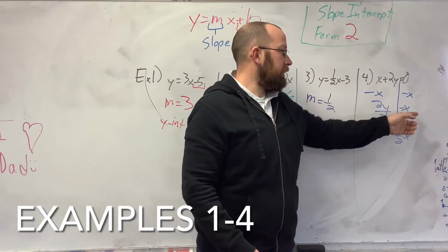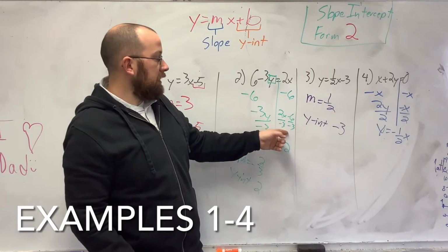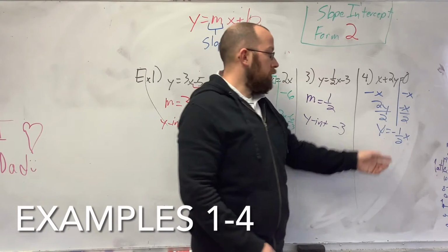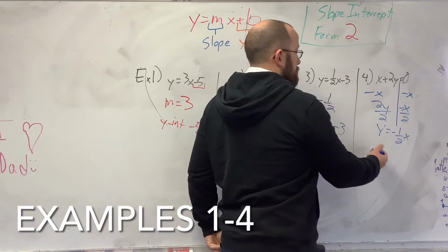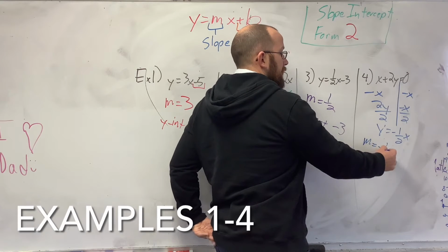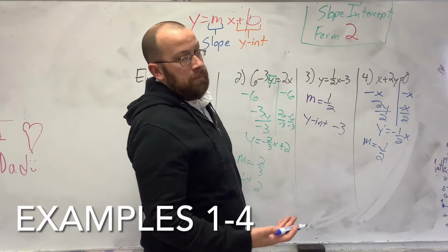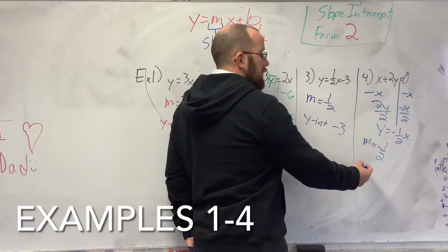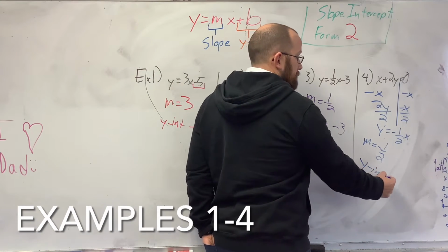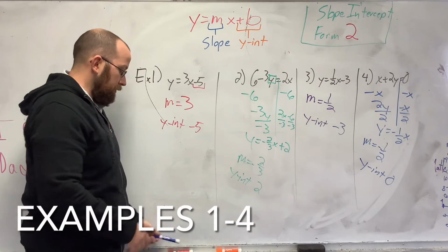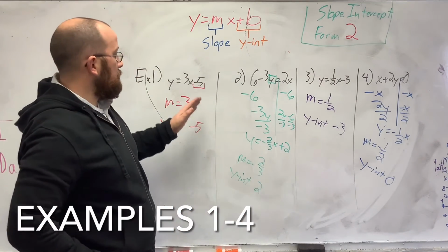You could technically leave it like that, as long as you understand what your slope is. So here, my slope is -1/2. All right, but what is my y-intercept? There's no number back there. If there's not a number back there, then your y-intercept is just 0. So there's 4 examples for you of how to find slope and y-intercept.